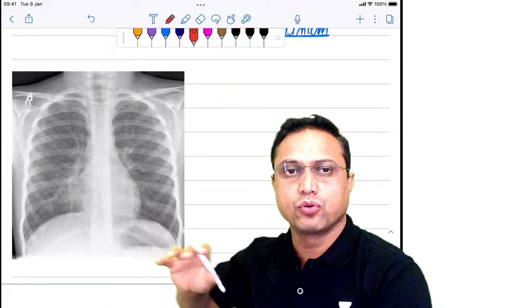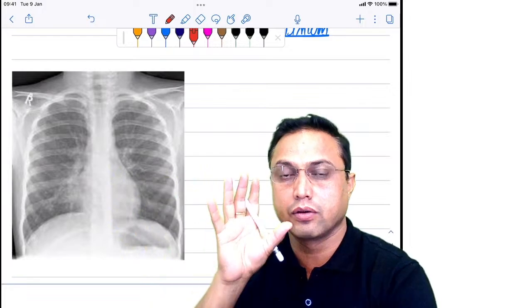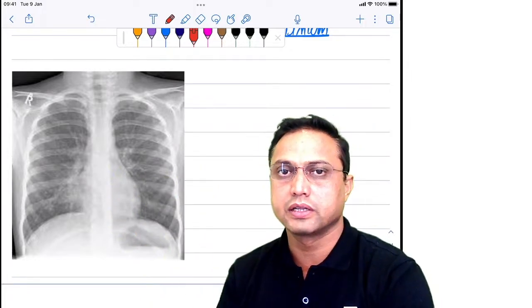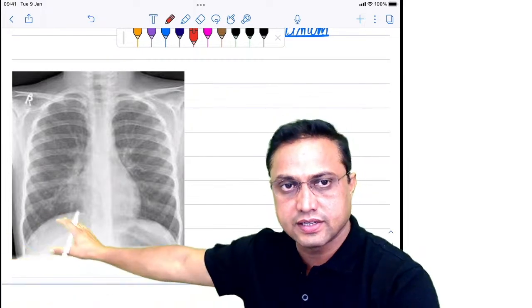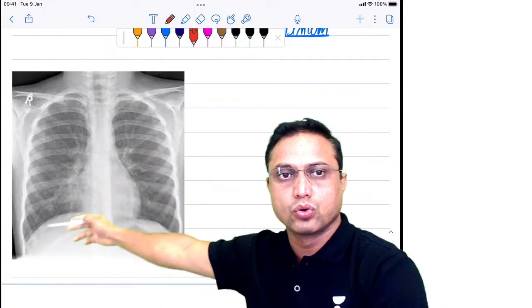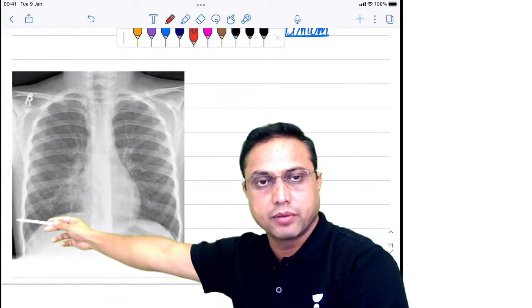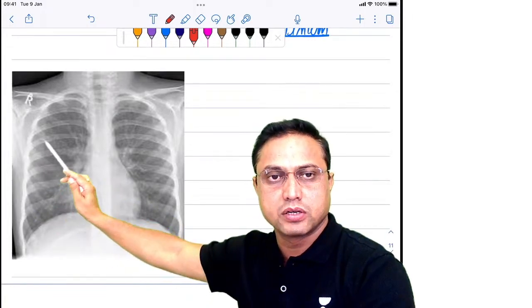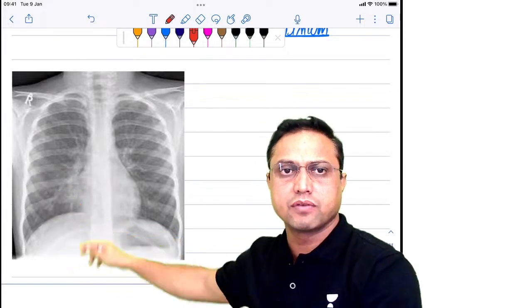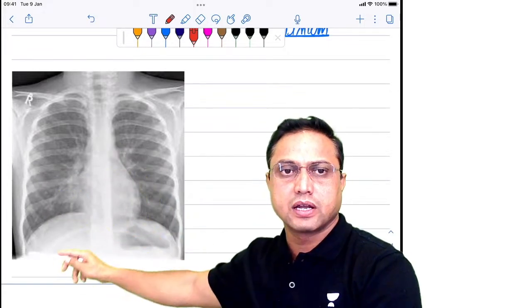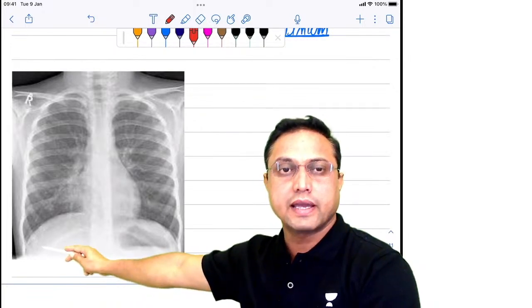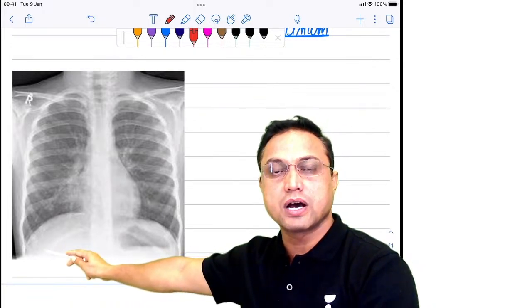I will take another class. When we were discussing pneumonia, I discussed in detail how to interpret the x-ray, so I'm just going to take the steps. The first step, I'm coming from outside towards inside: I look at the skin. Is there any subcutaneous emphysema or not? Then I look at the bones and everything. Then I look at the CP angles over here. Now here I can find that the CP angles have a sharp edge.